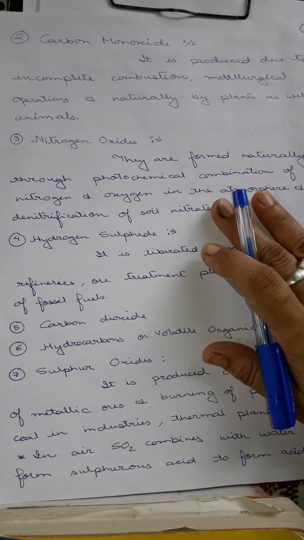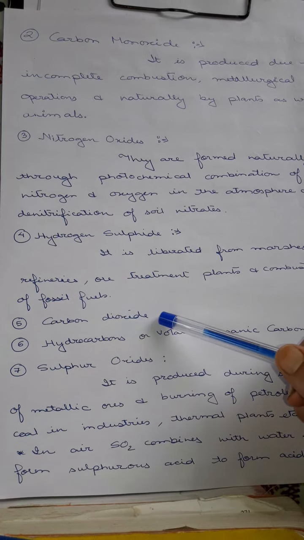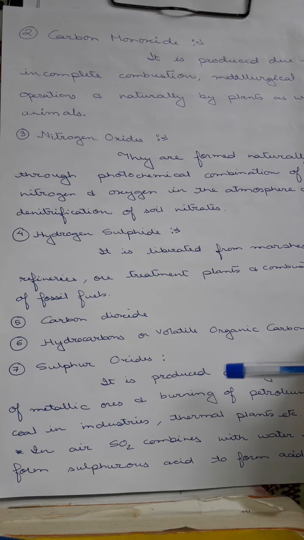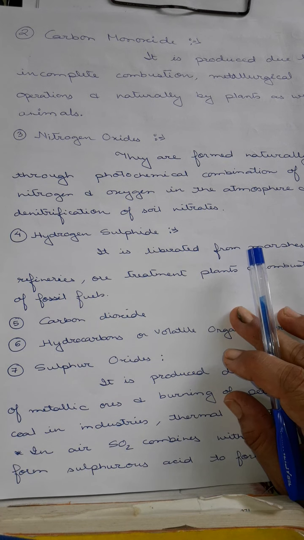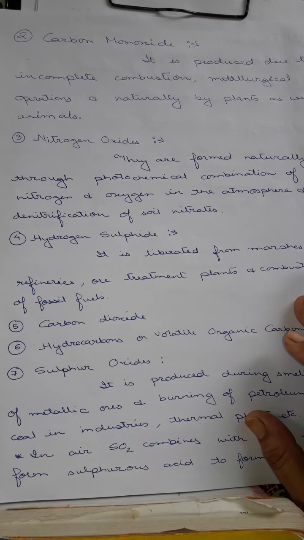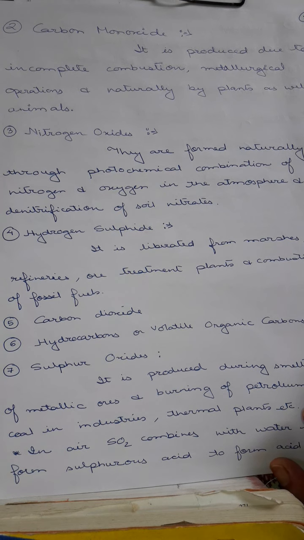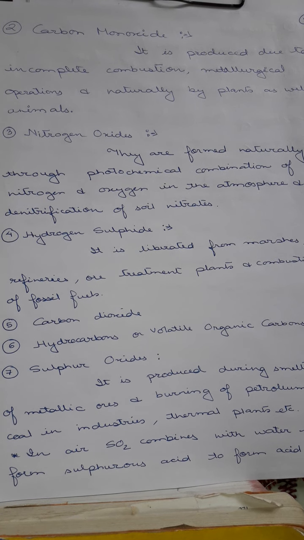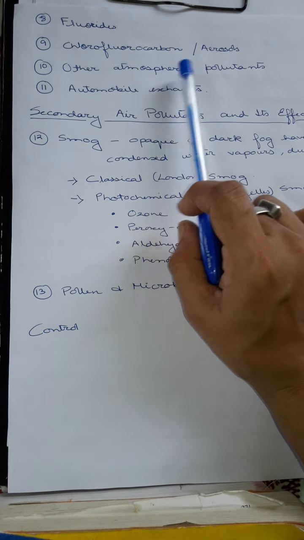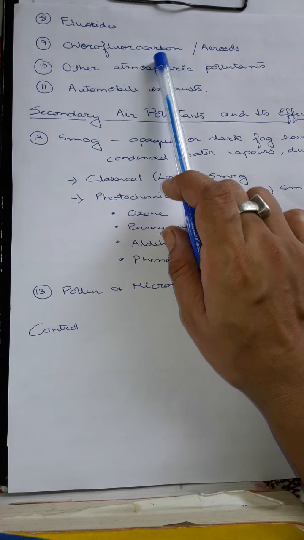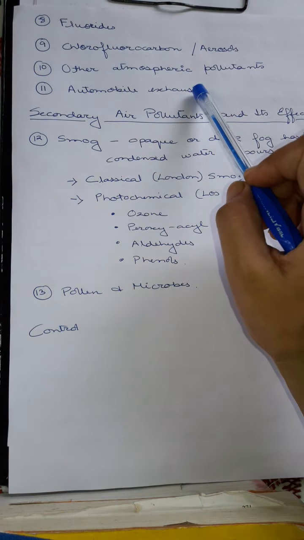Again, different types of gases like carbon monoxide, nitrogen oxides, hydrogen sulfide, carbon dioxide, hydrocarbons and volatile organic compounds, sulfur oxides, all these are primary pollutants causing pollution to the air. Now sulfur oxides combine with water to form acid rain. Along with them are fluorides, chlorofluorocarbon or aerosol, which we get in refrigerators and ACs, and other atmospheric pollutants like automobile exhaust. So these are the primary pollutants.